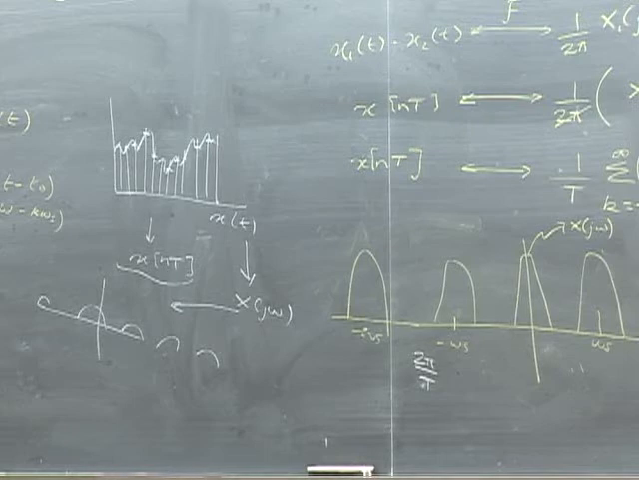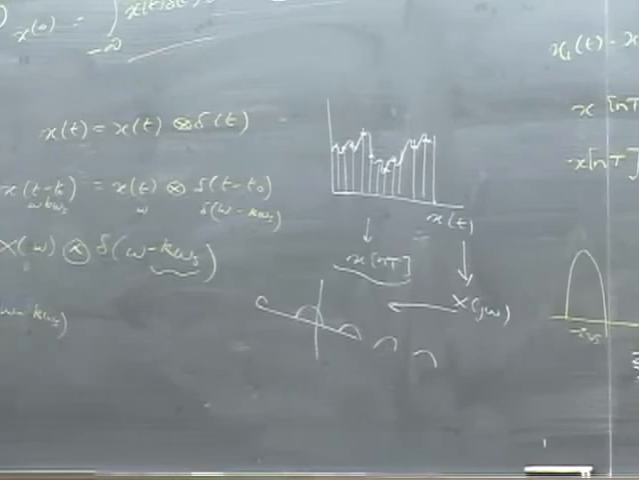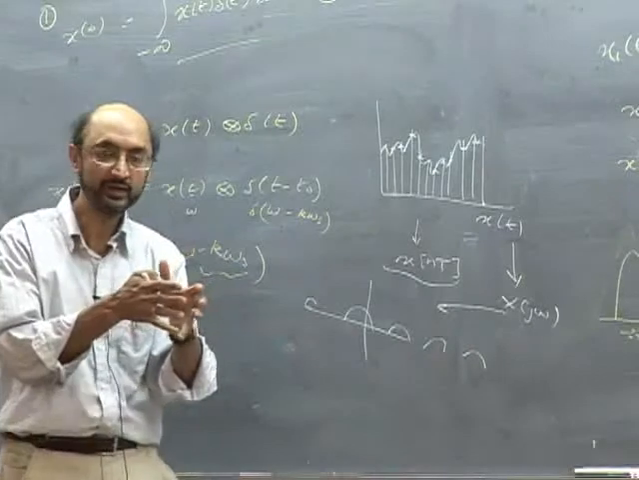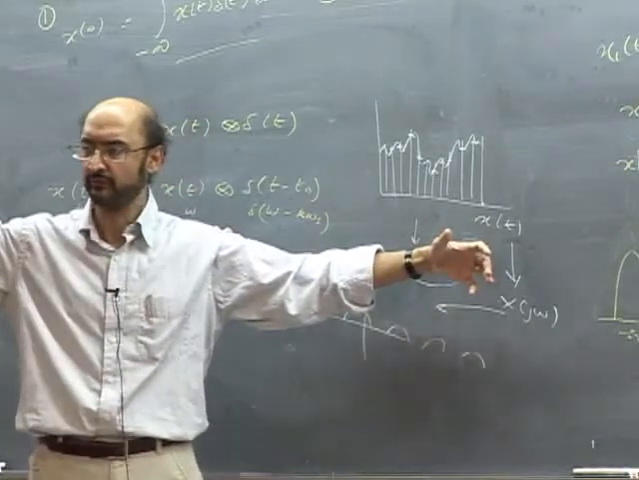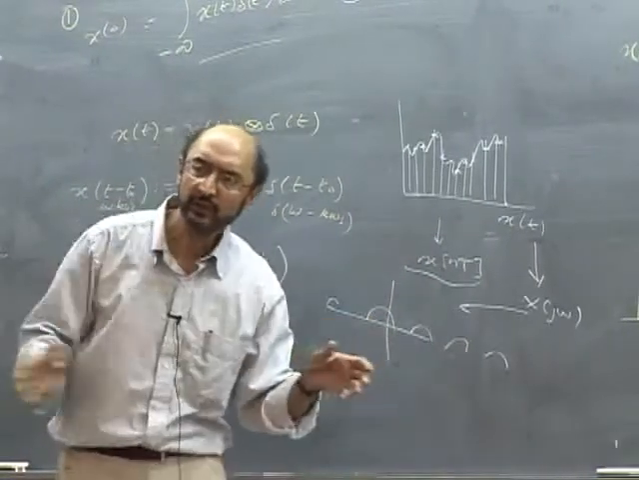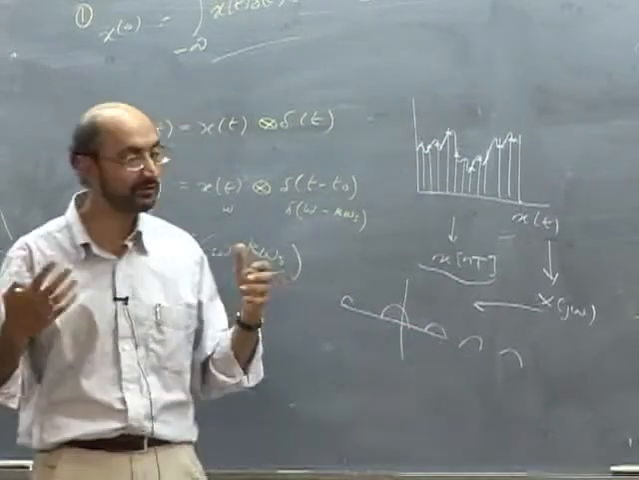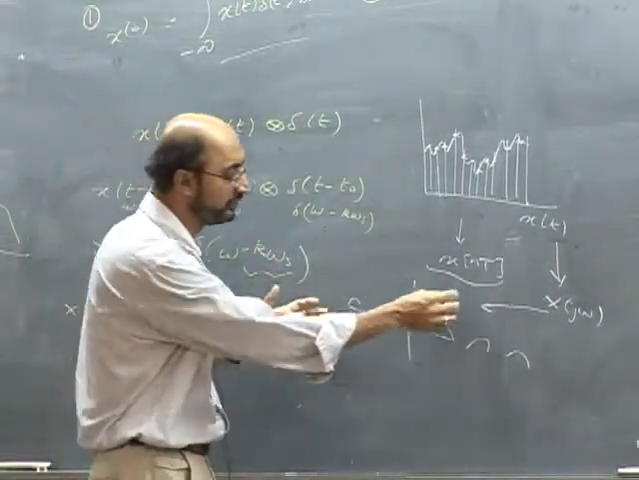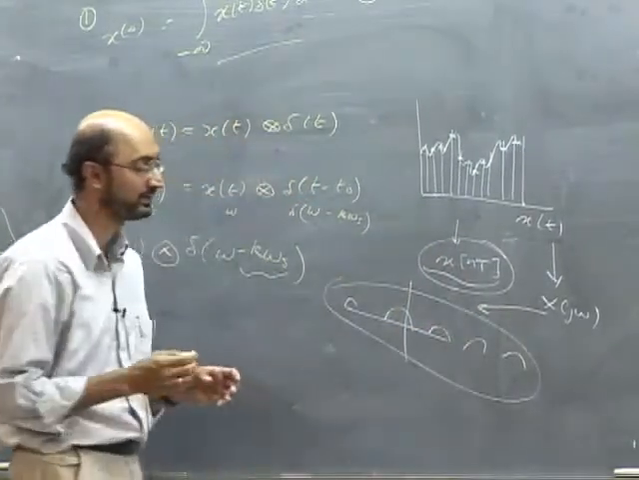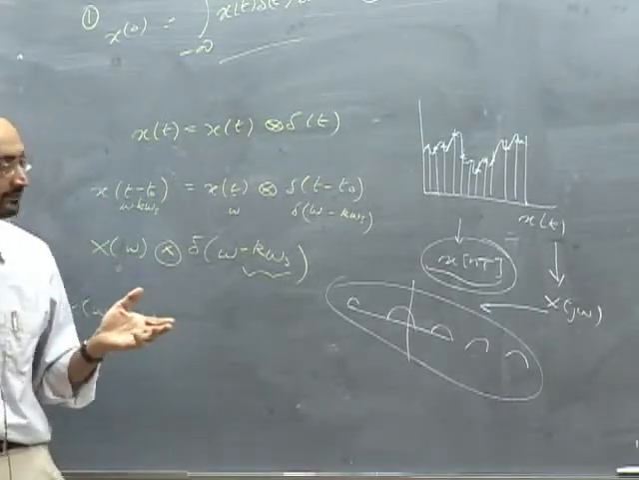So we can finally see what's going on. The act of sampling x of t, the continuous function x of t, is causing us to replicate its Fourier spectrum over and over again. So what if we want to recover x of t again after sampling? Let's say for some reason I'm not going to send you x of t, I'm going to send you x of nT and its Fourier transform, like so.